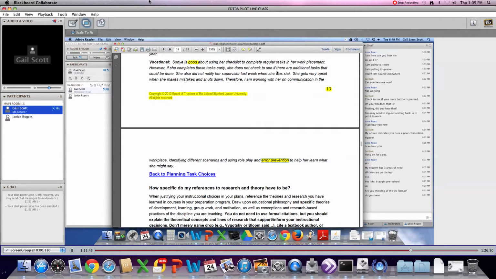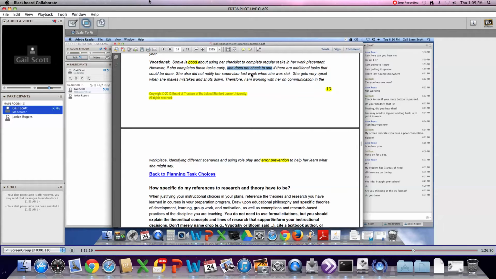Okay. I think there's too much information here. If we're going to justify the fact that we're going to work on her communication in the workplace, then we want to identify problems with communication. Okay? Checking to see if there are additional tasks is not communication. Now, if it says she does not ask if there are additional tasks, that's communication. Okay? So I want to point out some problems with this.